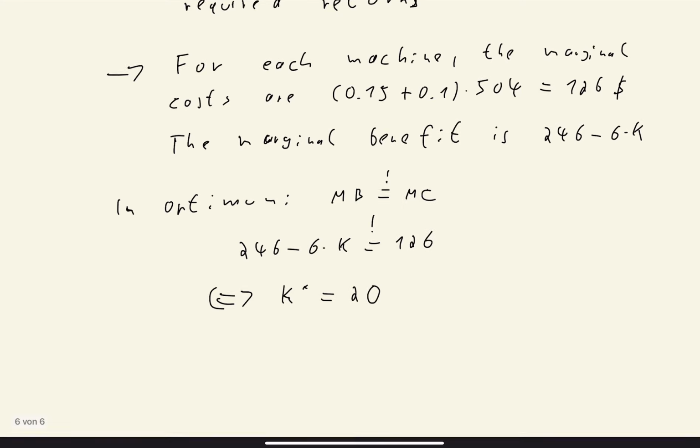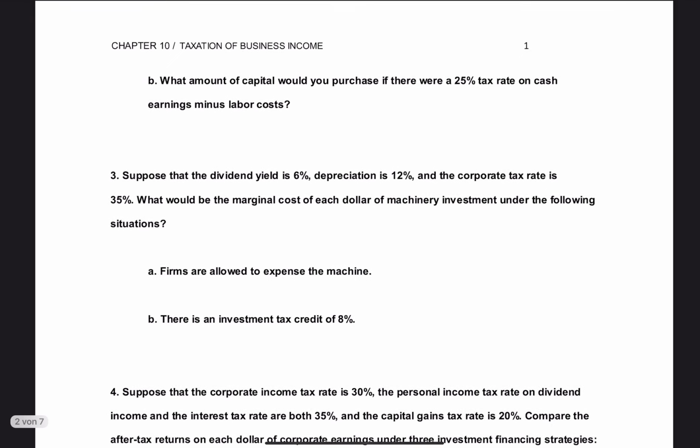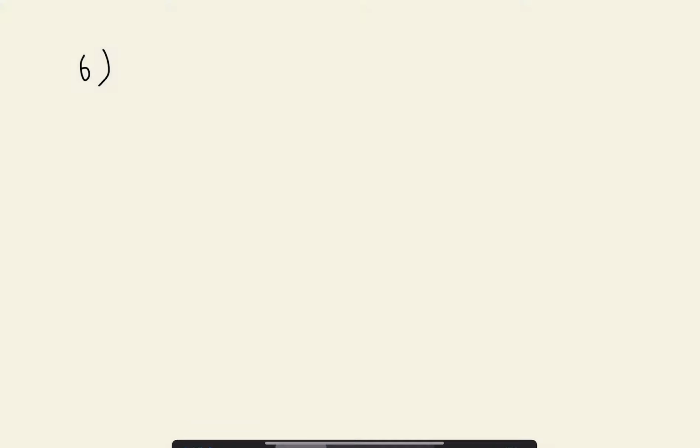Then we go to sub-exercise B, because here there is a slight change. In B, there is a tax rate on cash earnings minus labor costs. Since we have no labor costs in this exercise, it doesn't matter actually. So we only consider now the tax rate on cash earnings, and then we will determine what the optimal amount of capital is if we have this tax rate.